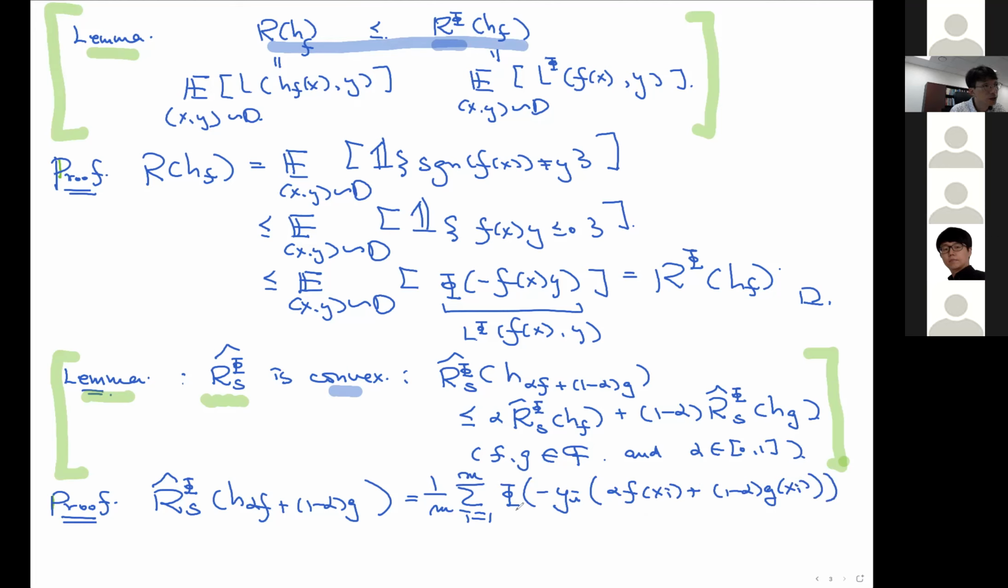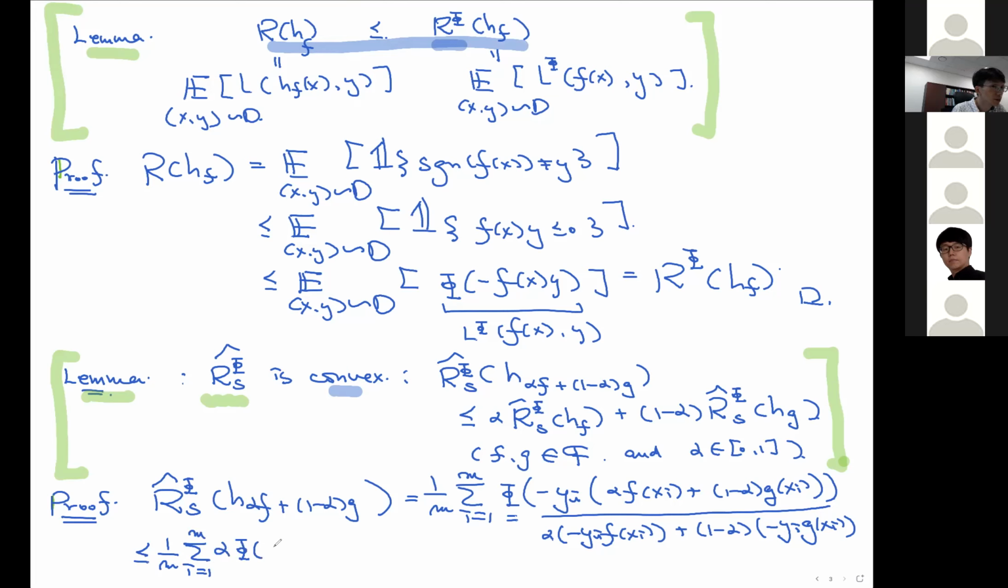If we rearrange the input to phi as follows, alpha times minus yi f of xi plus 1 minus alpha times minus yi g of xi, then we can use convexity of the function phi. That convexity allows us to move the alpha and plus outside, but then things become larger. So we have 1 over m, sum over i equals 1 to m, of alpha phi of minus yi f of xi plus 1 minus alpha phi of minus yi g of xi.